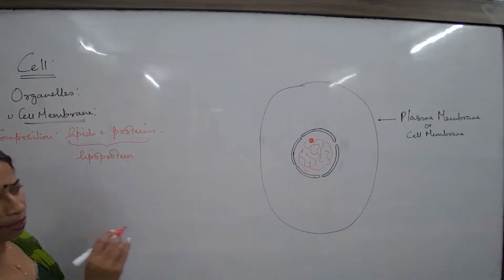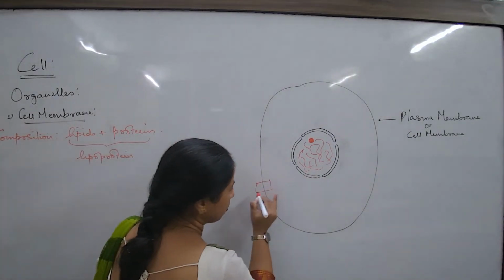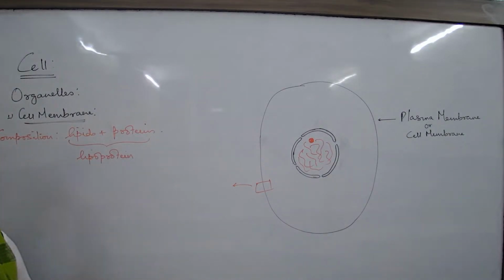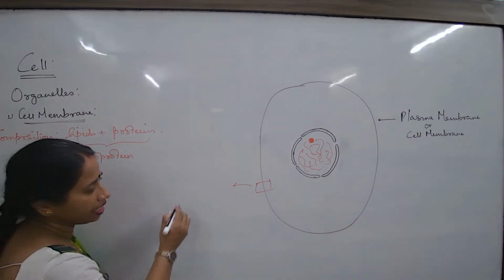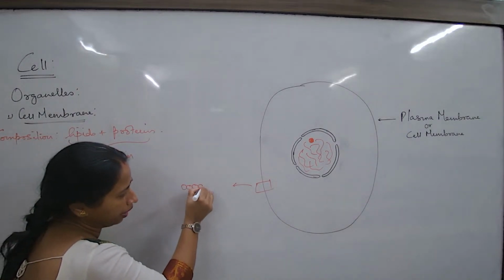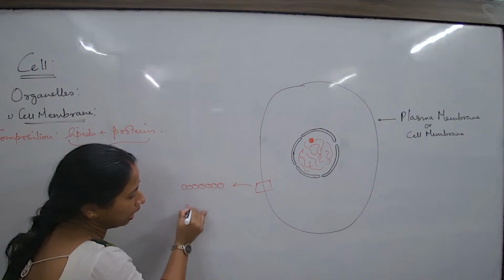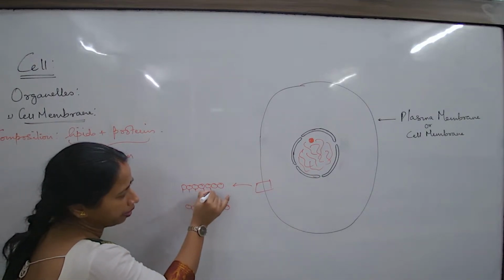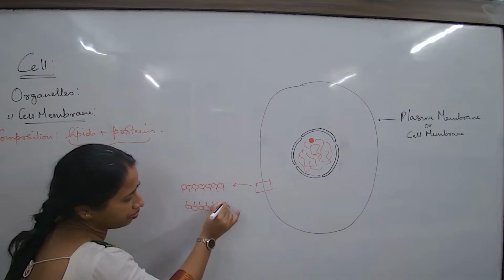So now the same plasma membrane, if I try to see the plasma membrane in detail, how does this structure look like? And we are saying lipids and proteins. How does it look like? This entire plasma membrane has got two layers of fats.